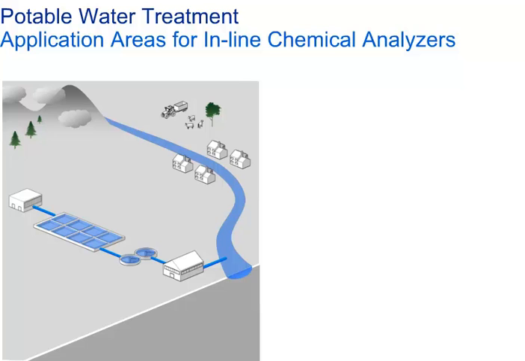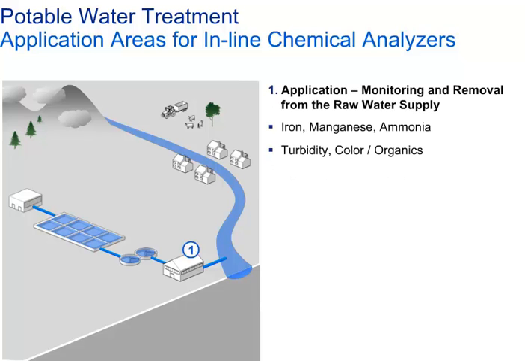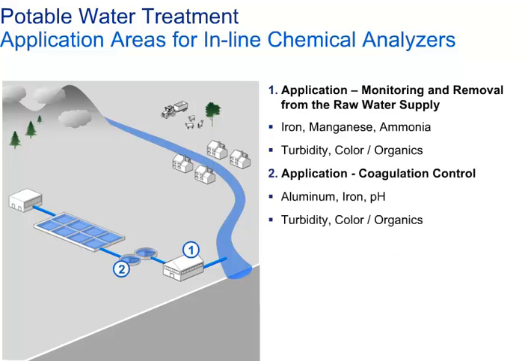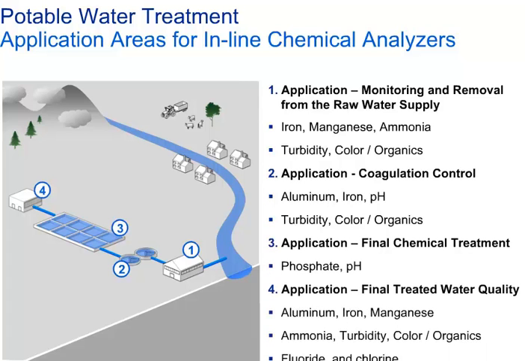Regardless of the source of water, some monitoring and removal of contaminants to the water system is normally necessary. In this portion of the e-learning, we will look at 4 different applications and monitoring and methods of removal. The first being the raw water supply, coagulation control, final chemical treatment, and final water quality testing.